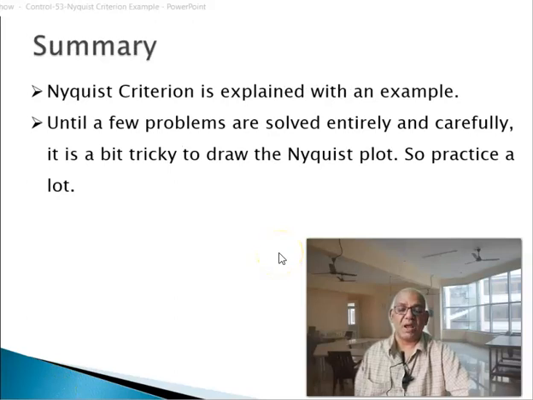So to summarize, we have seen the Nyquist criterion with the help of an example, and it is a bit tricky to draw the Nyquist plot. So a lot of practice is needed. Unless you practice, you may not get the grasp of it.